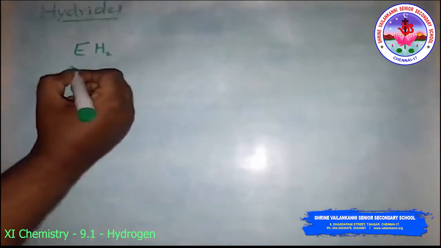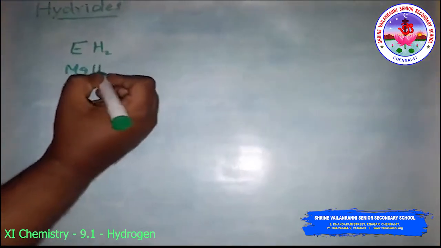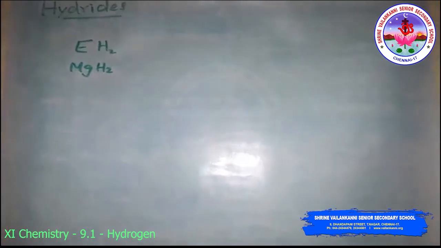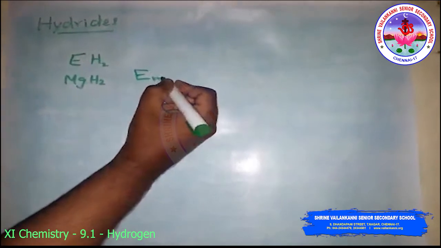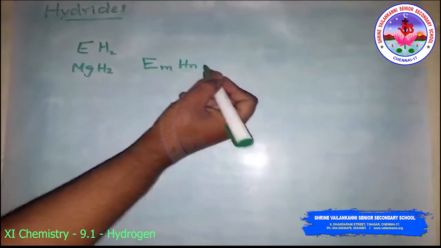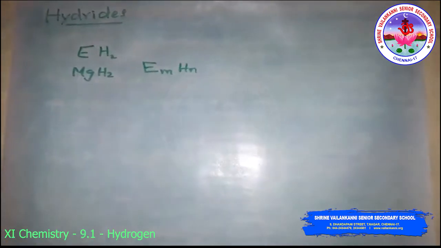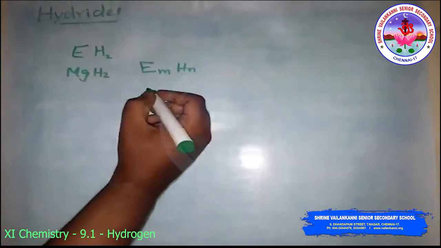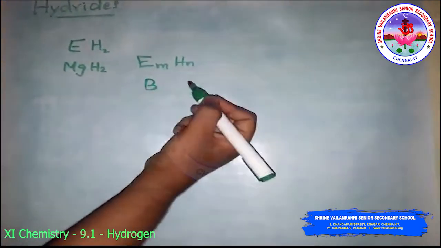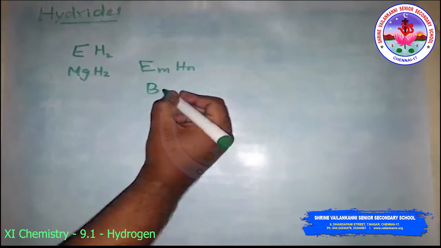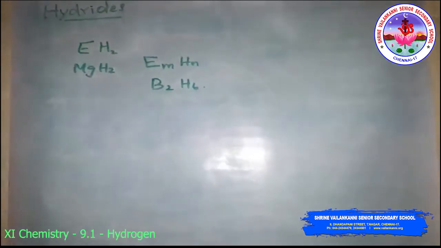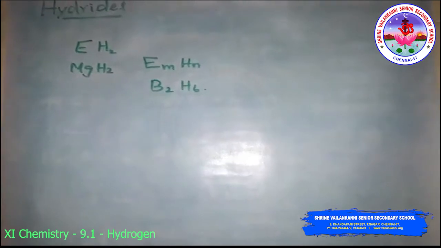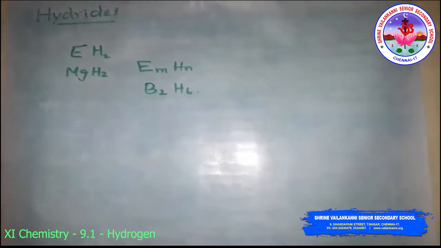Example: magnesium hydride, or simply we can write EMHN. Here E is the element, boron, a non-metal, B2H6. The hydrides are classified into three categories.